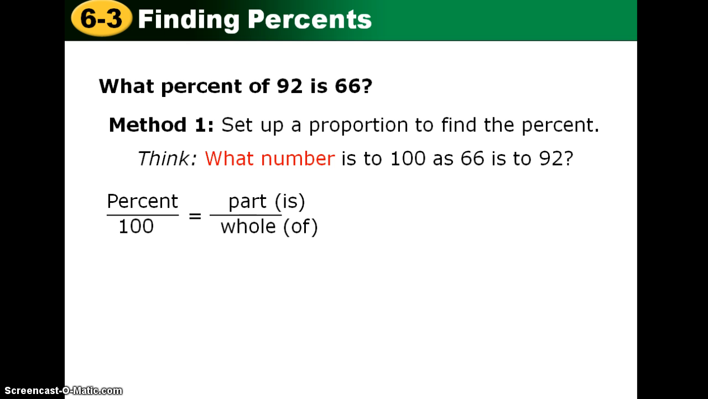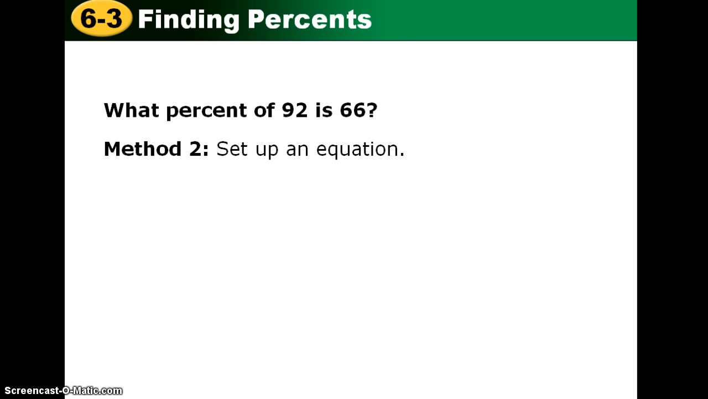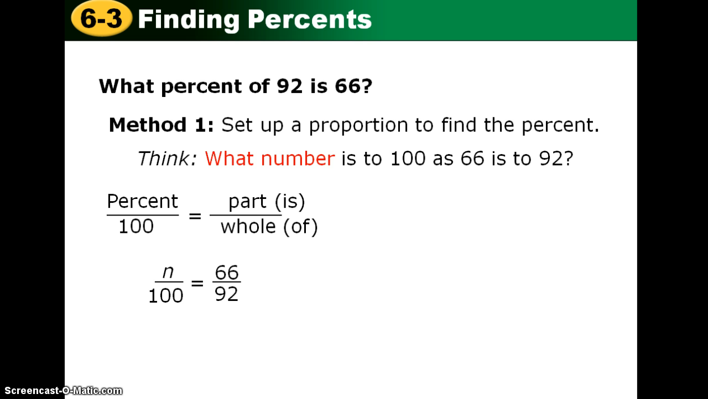So rather than thinking of part over whole, sometimes we think of "is" and "of" because those are keywords we're going to use to figure out which numbers go where. So we don't know the percent. It's always over 100. The "is," 66, goes in the numerator, "of," 92, in the denominator. From here we cross multiply and divide.